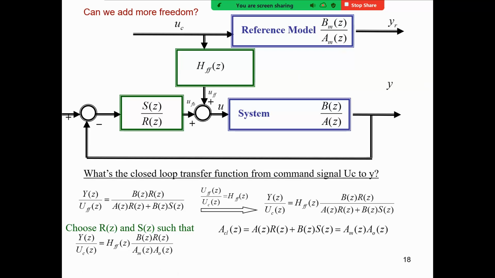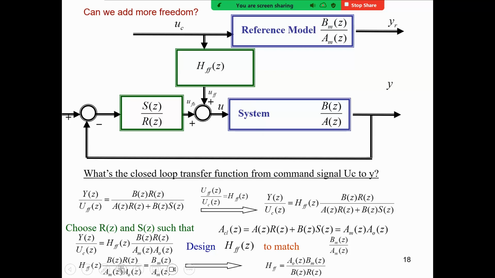In the previous design, T is a polynomial, but here HFF is a transfer function. It can involve both the numerator and denominator. So that indeed gives us the freedom. I just do some algebraic calculation. I design my HFF such that this block times this one equals PM over AM. It's a simple algebraic problem. Then I can get my HFF by solving this one. Then I get this design.